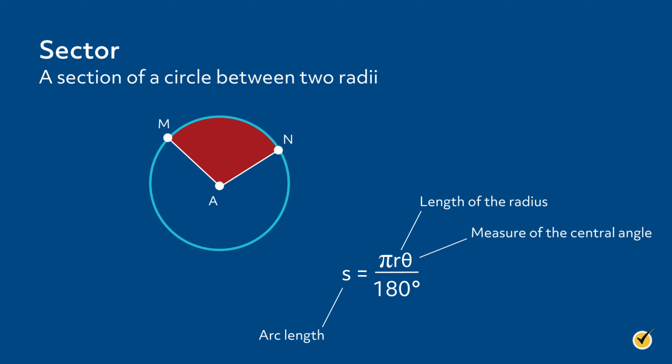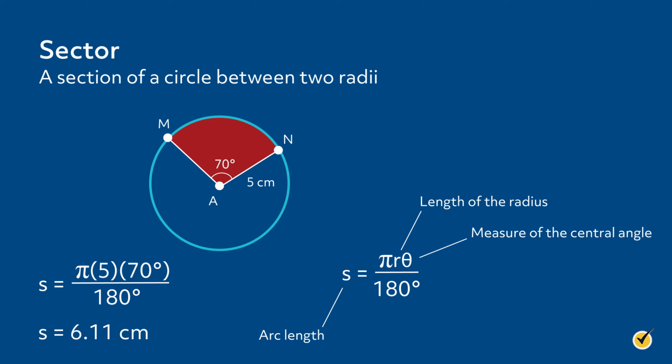In circle A, the length of the radius is 5 centimeters, and the measure of angle MAN is 70 degrees. We want to find the length of arc MN. We will start by substituting what we have into the formula. S equals pi times 5 times 70 divided by 180 degrees. We will simplify to get S equals 6.11 centimeters, which is the length of arc MN.